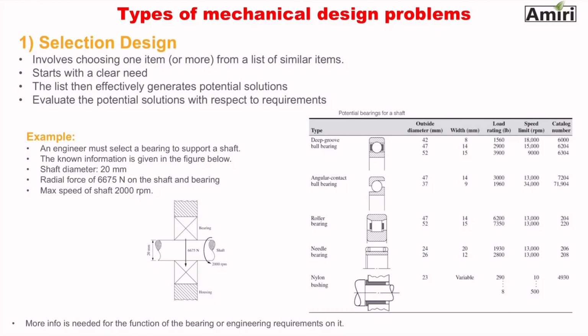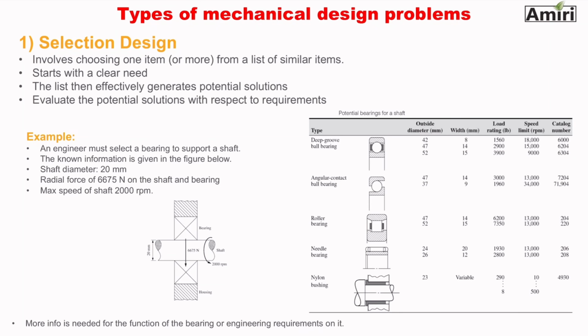First one, you know it for sure, selection design. It involves some information given to you, and then you have to make a decision. Based on that information, you go to a handbook, a manual, or a standard, and you pick between the available options. Again, reading off the slide, it involves choosing one item or more from a list. The need is a little bit more clear than in most design problems, but you still have some latitude, some flexibility in what to choose based on the need.